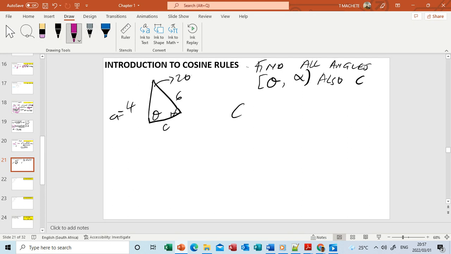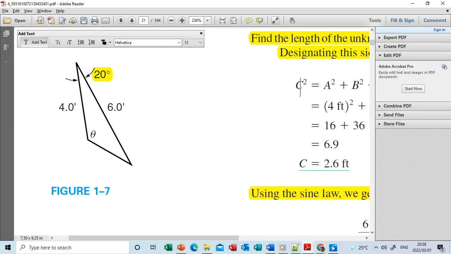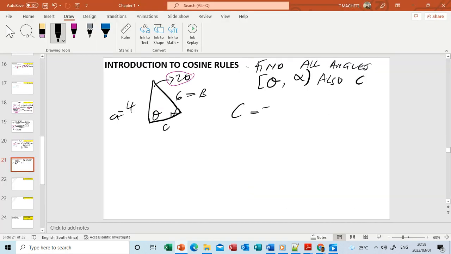You see, you are given two sides, A and B, so you know what to do. I'm going to write that answer there. That answer is 2.6 feet. There's no need for me to do it. Now, in order for you to find alpha, alpha is opposite to side 4. So look at this. Now you know side C, 2.6. They want you to find alpha.